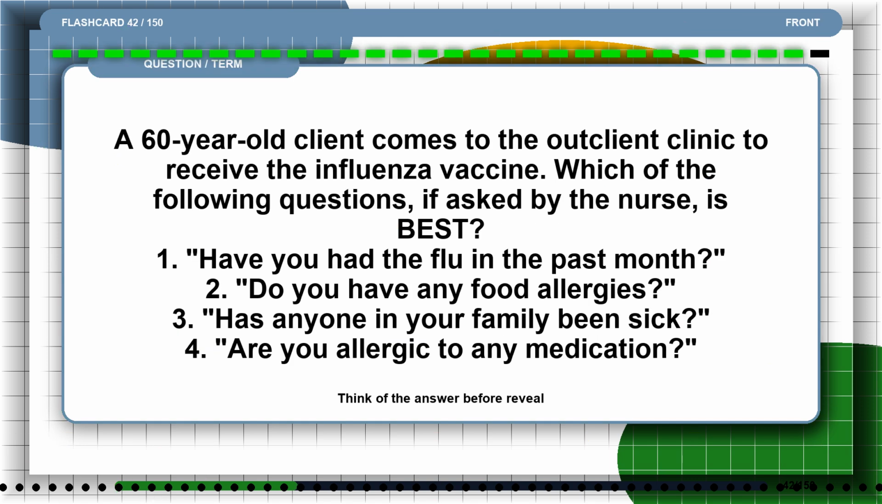Flashcard 42. A 60-year-old client comes to the outpatient clinic to receive the influenza vaccine. Which of the following questions, if asked by the nurse, is best? 1. Have you had the flu in the past month? 2. Do you have any food allergies? 3. Has anyone in your family been sick? 4. Are you allergic to any medication? Think of the answer before the reveal.